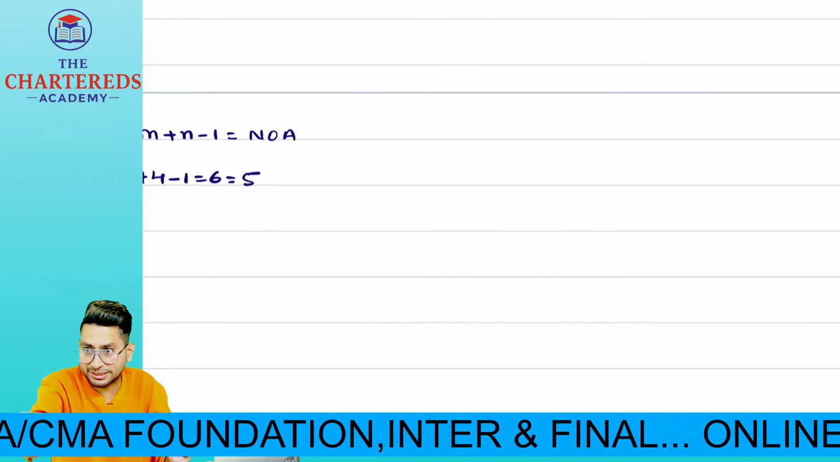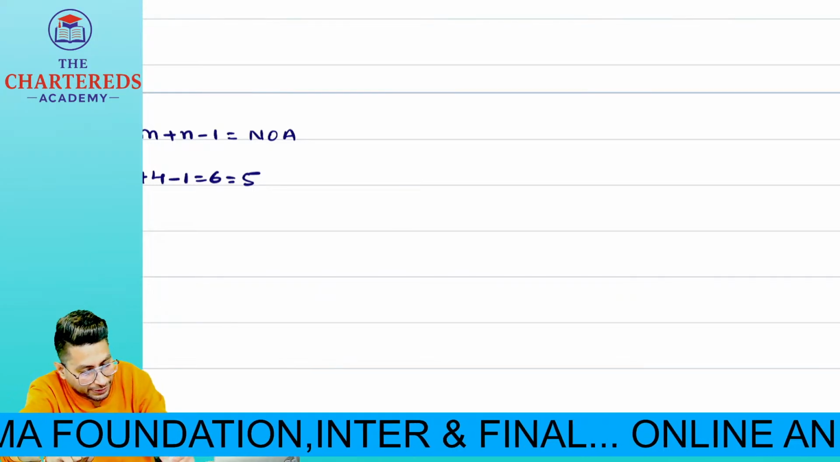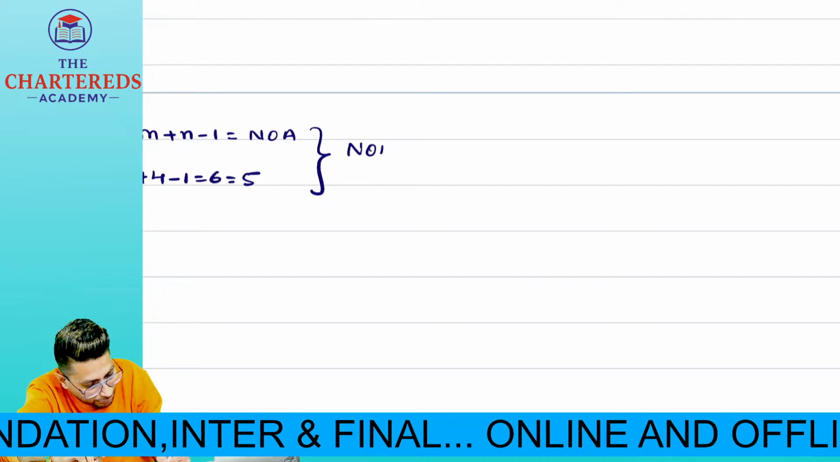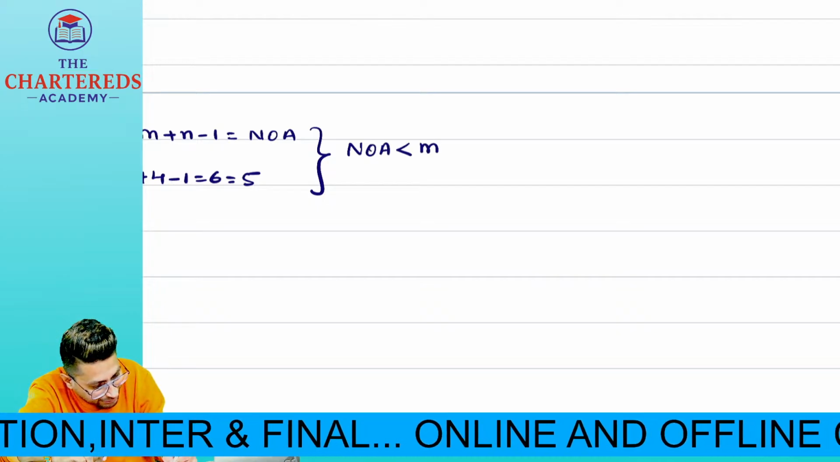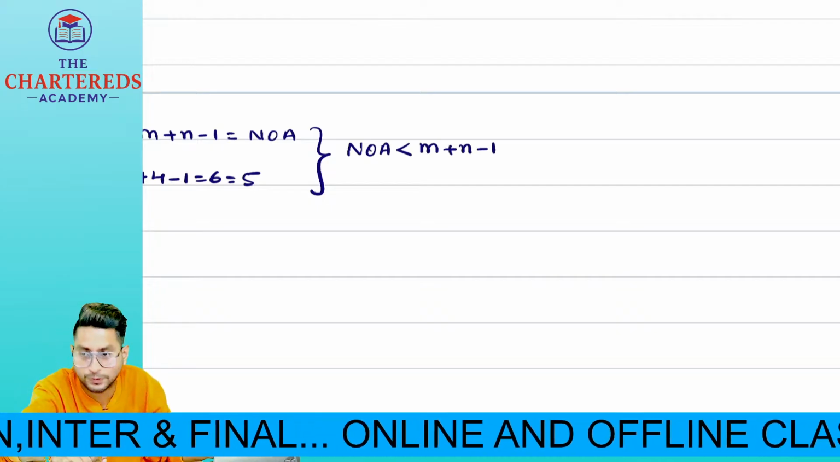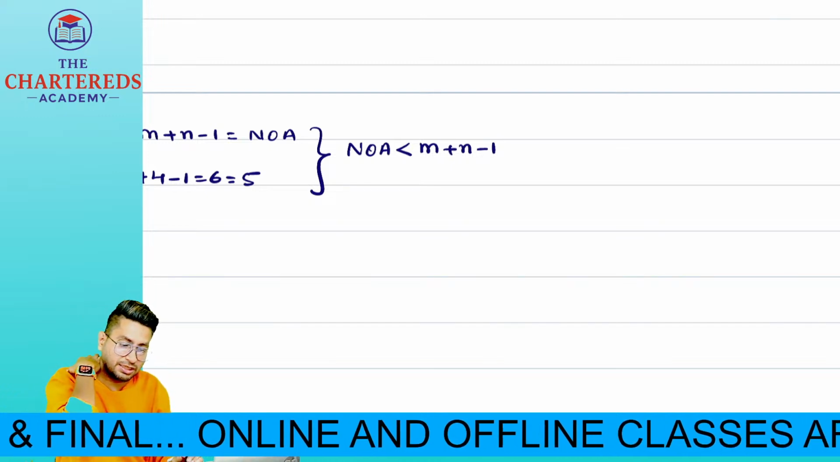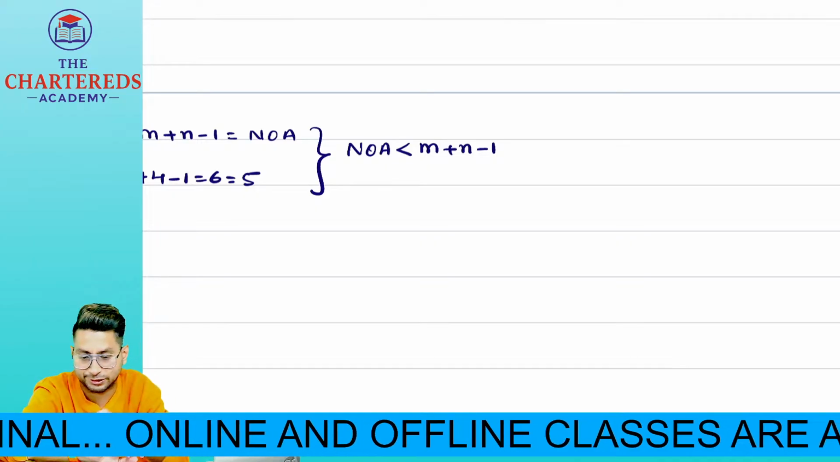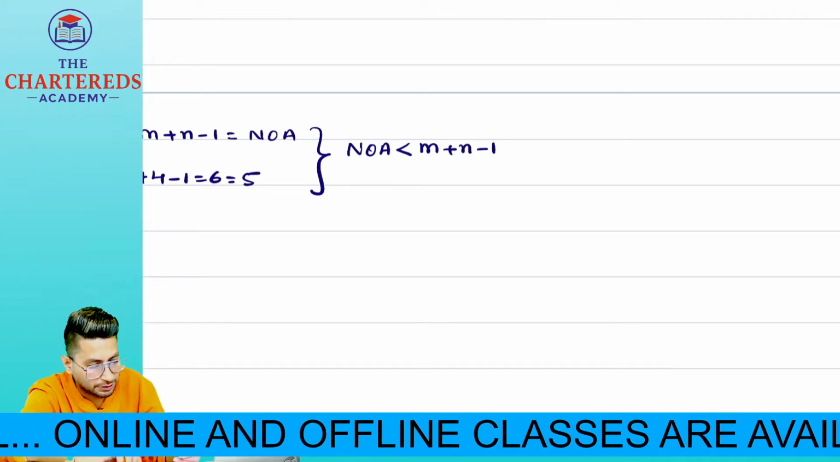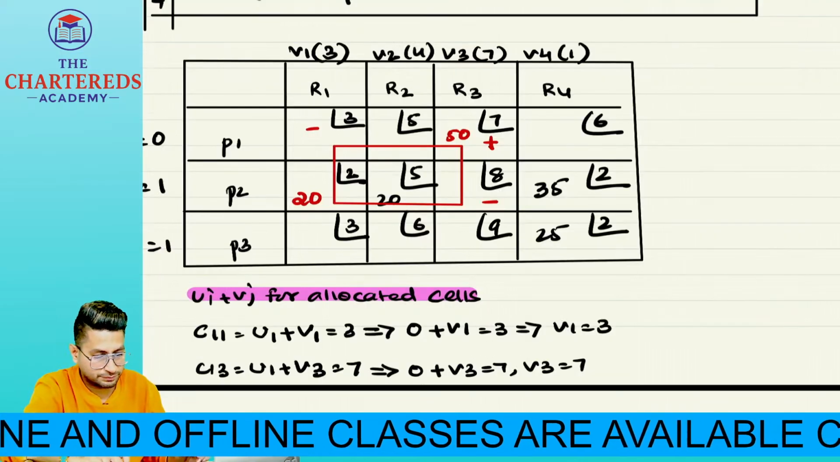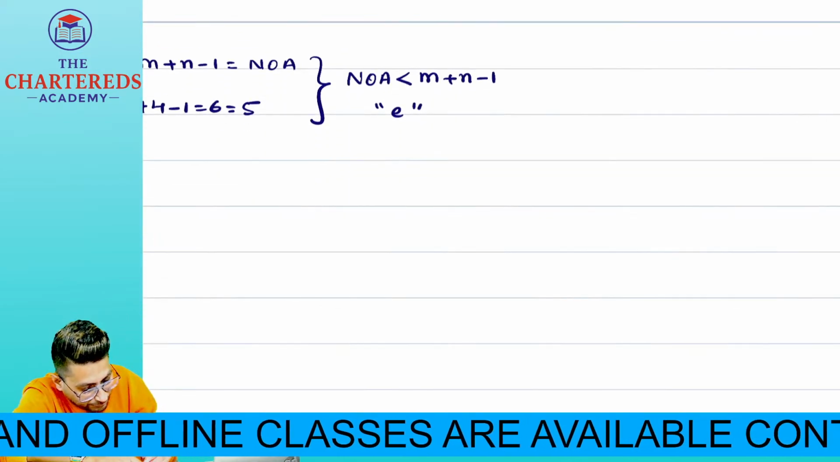Now, see that chart I have given? When this is a situation where the number of allocations is less than m plus n minus 1, what you have to do? Create what? Epsilon. Create epsilon. Now, 1 minute.